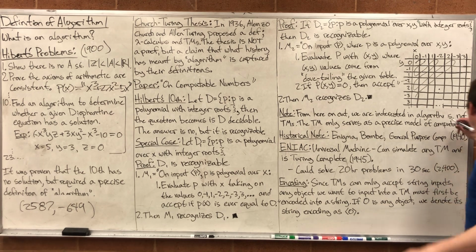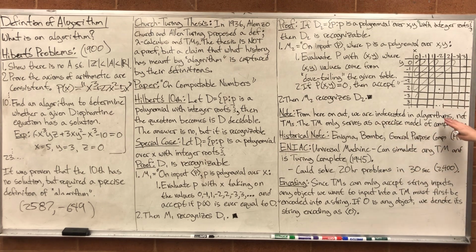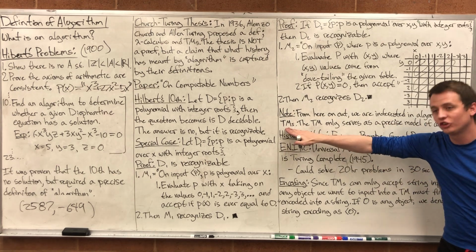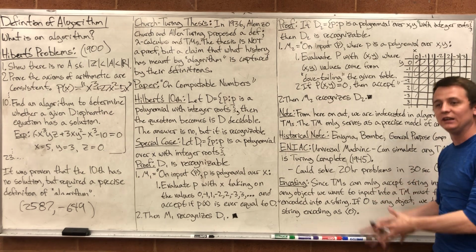Alright. So a note, I already made this note, but make it again. From here on out, we're interested in algorithms, not necessarily Turing machines. The Turing machine only serves as a precise model of computation. So when we need stuff to be exactly precise to set up our higher level notions, we use the Turing machine, but once we get those higher level notions, we're kind of done with the Turing machine. Because we could just as easily use lambda calculus or something else. And what we really care about is just the algorithms. So the Turing machine was just a means to get into the algorithm.